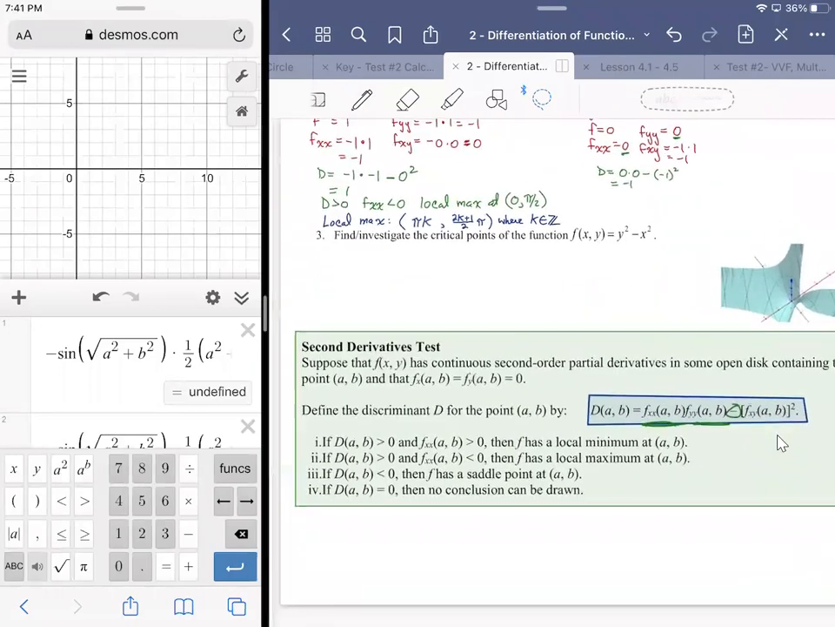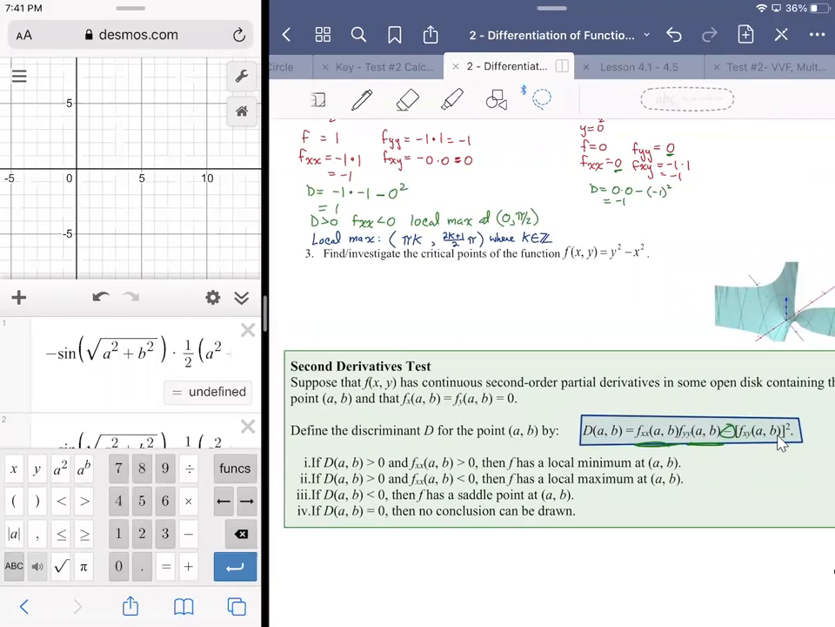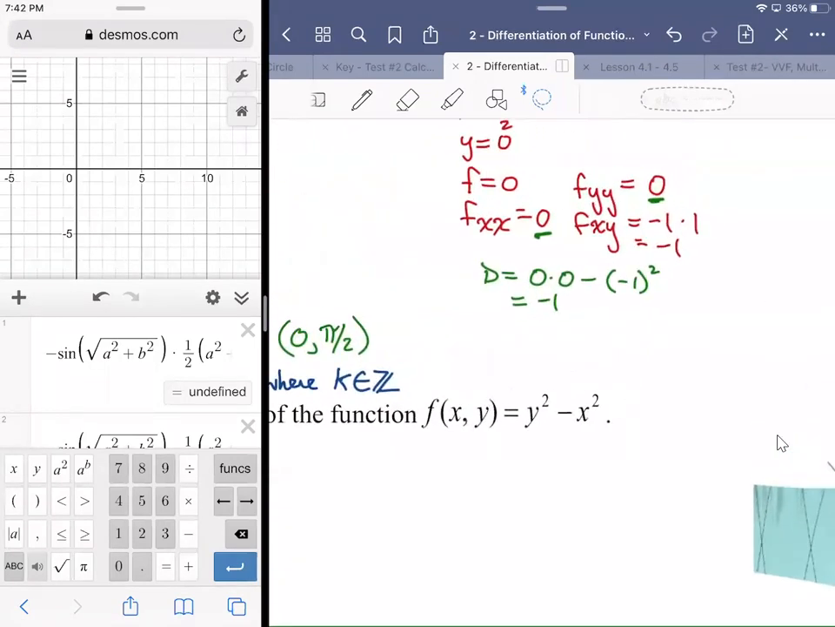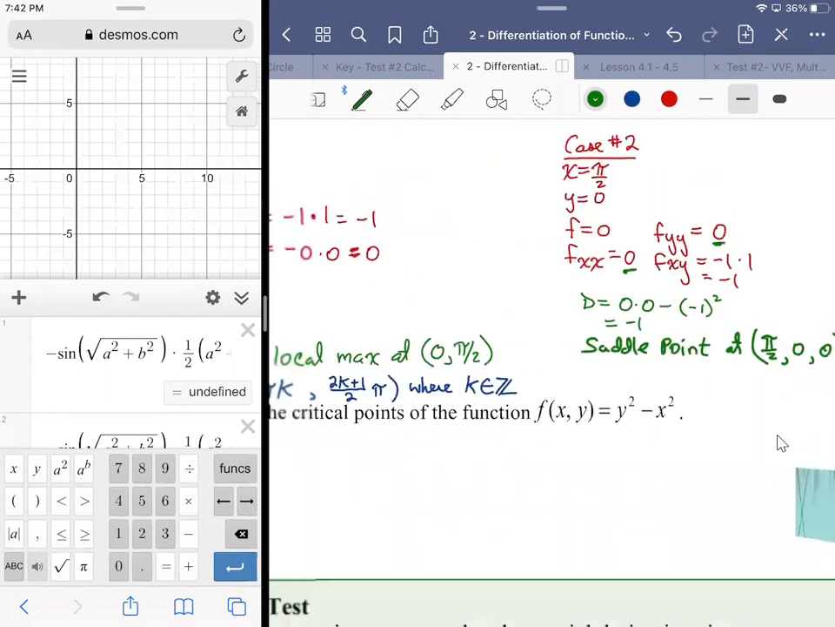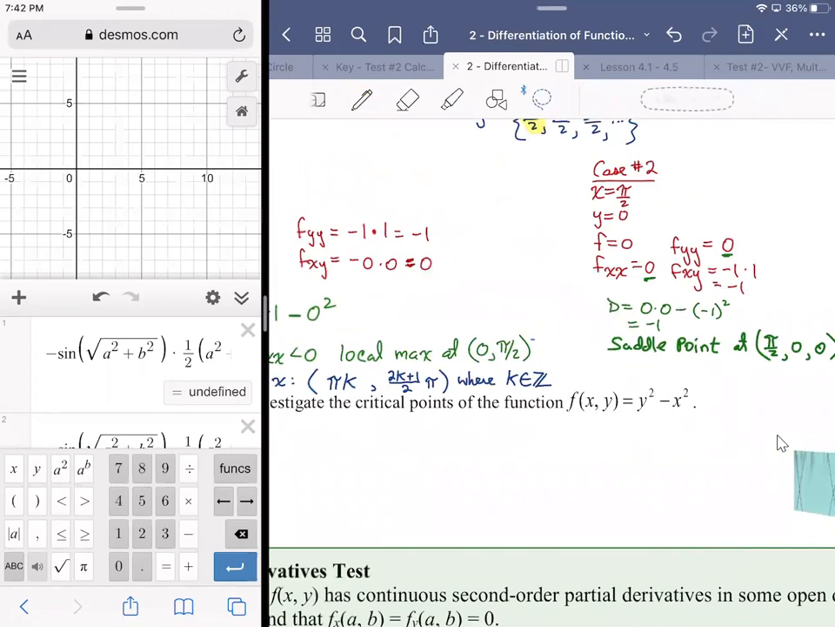All right. So looking at our possibilities here, if D is less than 0, then you're looking at a saddle point. All right. So saddle point at, I already forgot the values, pi over 2 comma 0, comma f of pi over 2 comma 0. Well, actually, we already know what f of pi over 2 comma 0 is. It's 0. And that reminds me, over here, I probably could have written in the 1.